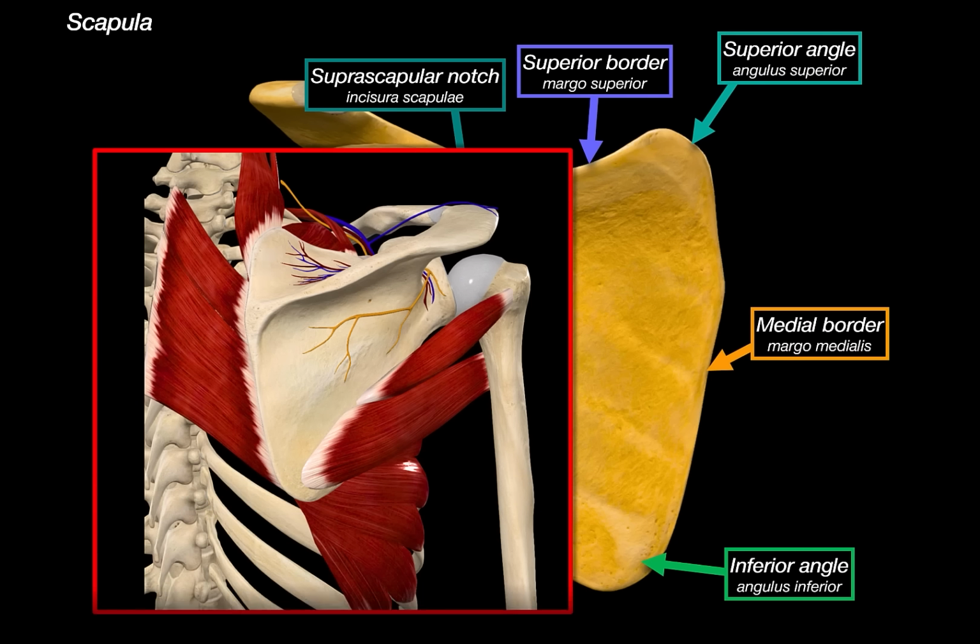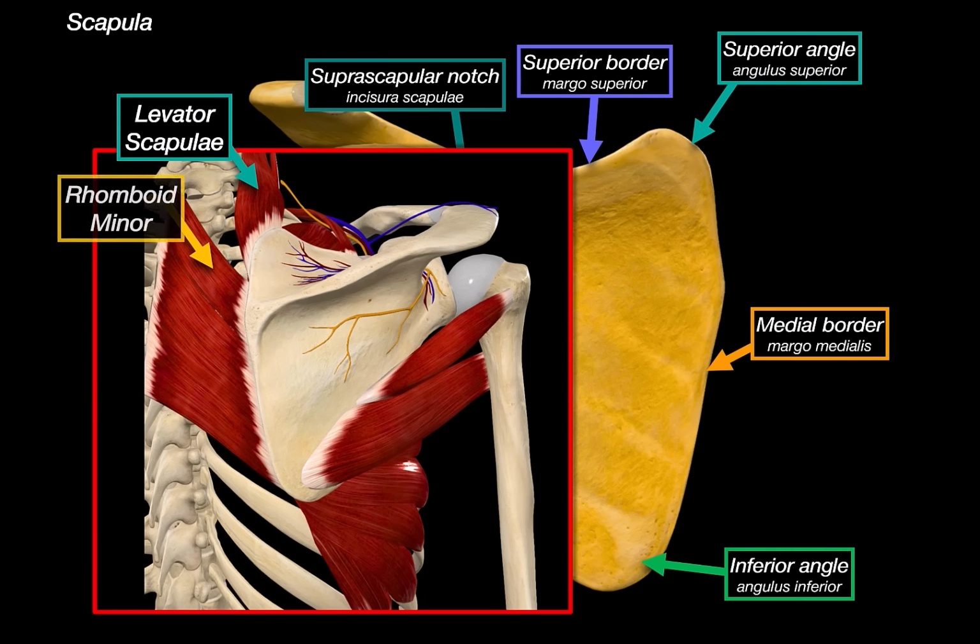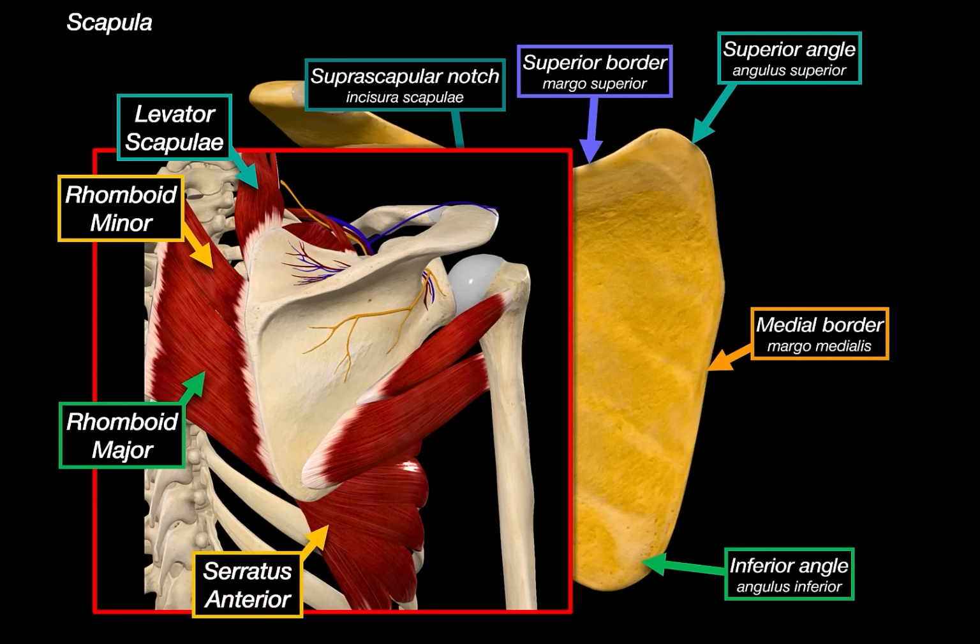Speaking of which, let's now bring in some of the muscles related to these landmarks. At the superior angle, the levator scapulae inserts and helps elevate the scapula. Running along the medial border, we have the rhomboid minor and rhomboid major, which retract and rotate the scapula. The anterior surface of the medial border is where the serratus anterior attaches. This muscle is important for protraction and rotation of the scapula, and weakness here causes scapular winging.